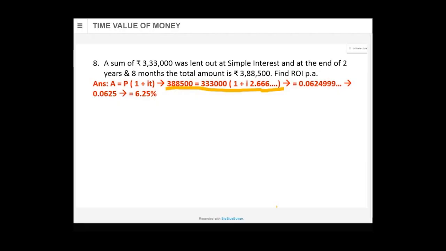You want me to repeat once again? Calculations are to be done on a calculator. So use the full 6666666. Don't use 6.67. If you use 6.67, accuracy will not come.